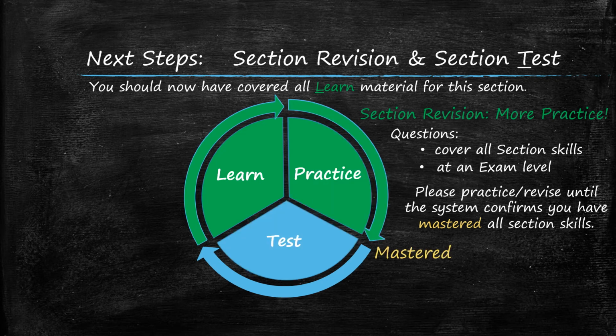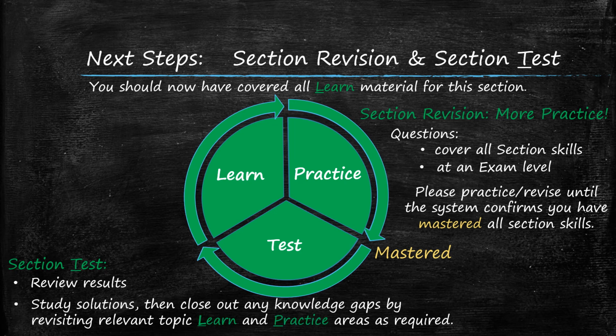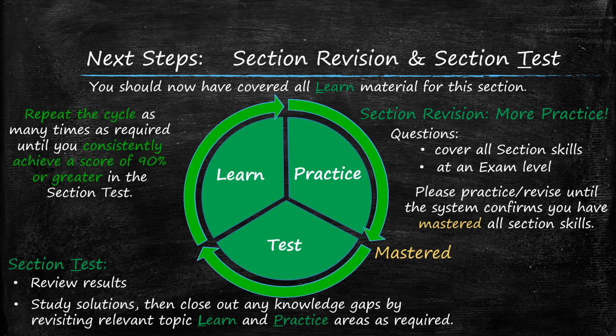Once you've mastered, you then move on to the section test. So please take the section test, and once you've taken the test, your test will be immediately marked and graded, and you will then be able to review the results of the test. You can step through all the questions that were presented in the test, and full work solutions will be presented. You should study solutions for any questions that you happen to get wrong, and close out any knowledge gaps by revisiting the relevant topics learned in practice areas as required. Once you feel you're ready, you should come back and take the section test again. You should repeat this cycle as many times as required until you consistently achieve a score of 90% or greater in the section test.